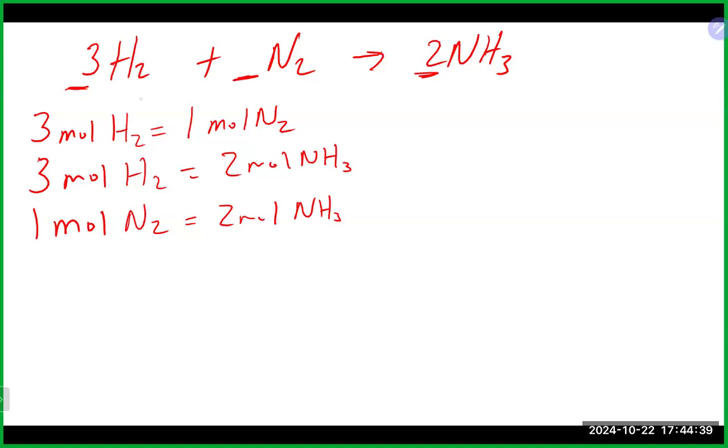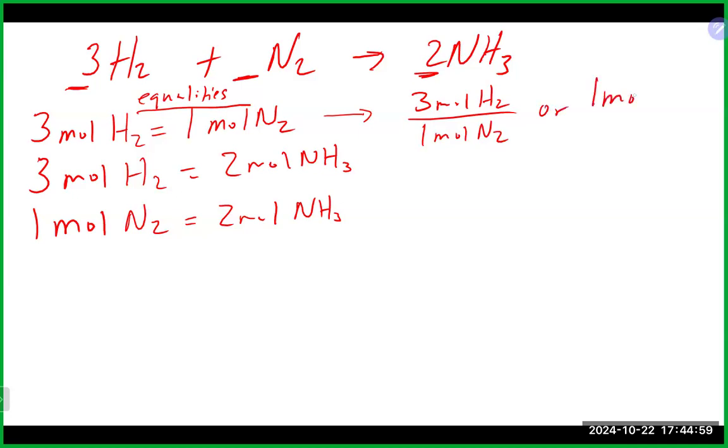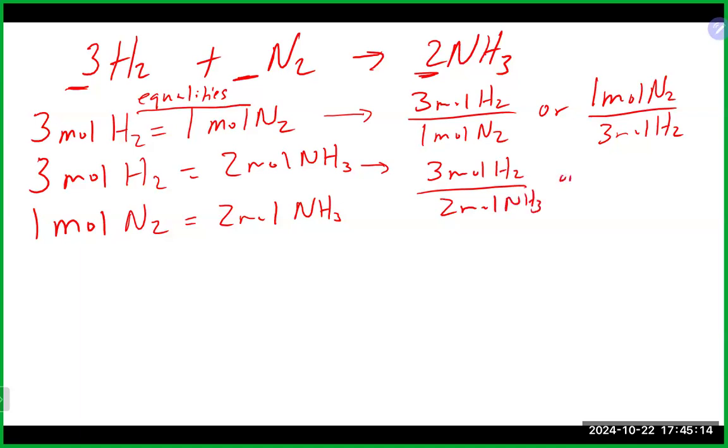Since these are really equalities, like any type of equalities, you could write 2 conversion factors for each equality that you have. For example, for our first one here, we could say for every 3 moles of H2 up on top, we get 1 mole of N2 on the bottom. We could also flip it around the other way: 1 mole of N2 on top, 3 moles of H2 on the bottom. For our second one, we could have 3 moles of H2 up on top, 2 moles of NH3 on the bottom, or 2 moles of NH3 on top, and 3 moles of H2 on the bottom.